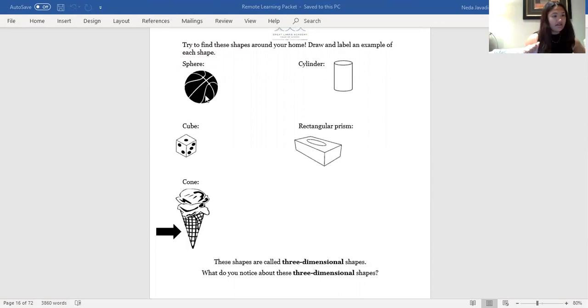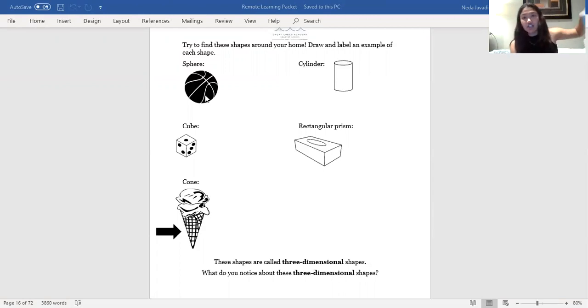Next, we have a cone. For my cone, I have this object right here. And it's really small, but it's a type of cone. And a cone has a circular bottom. So see how this is a circle right here. And it has a pointy top, just like this one. Or just like an ice cream cone. Cool.